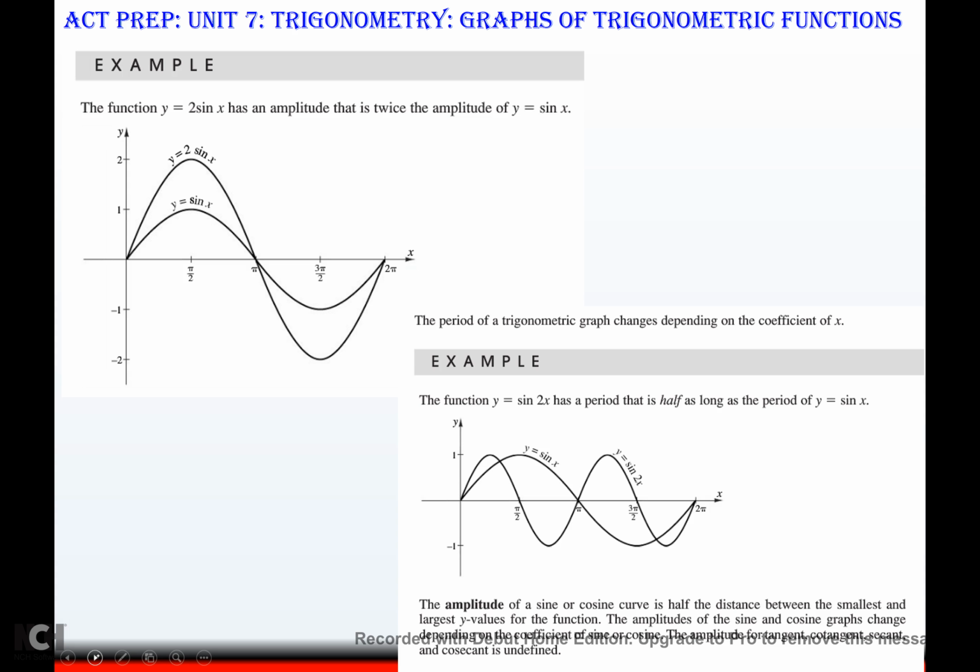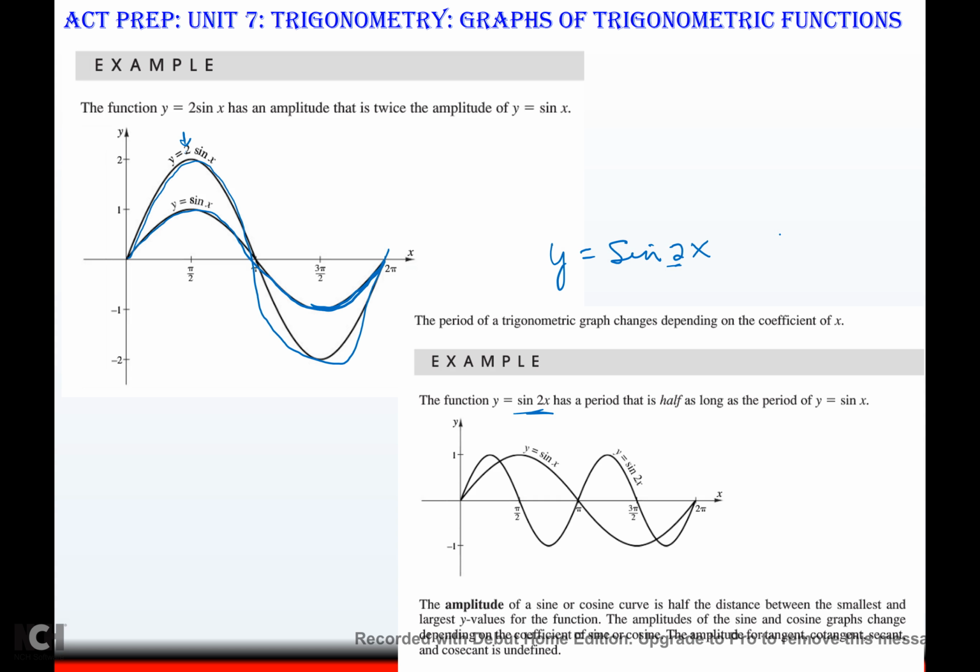Okay, so now they're showing you how things change if I change this amplitude number. So here's mother sine, who has an amplitude of 1. It oscillates between positive and negative 1. When I change this to 2, it's going to stretch it. So it's going to go up to 2 and down to negative 2 before finishing a cycle. Now here they say y equals sine of 2x.